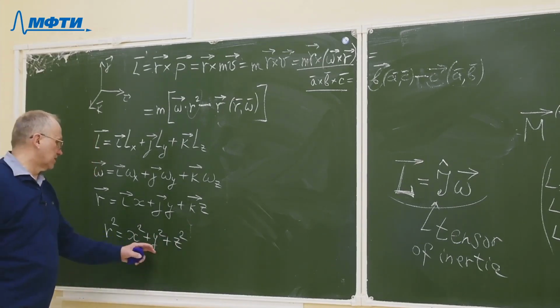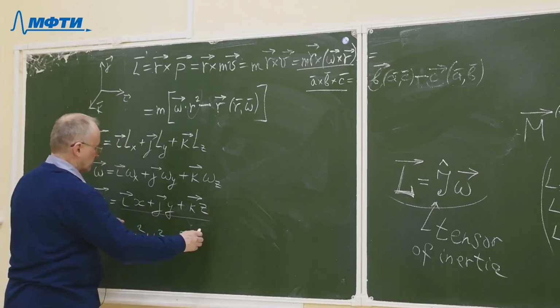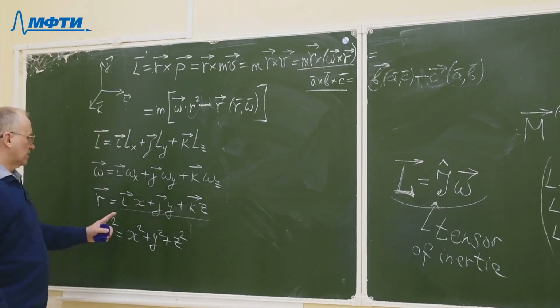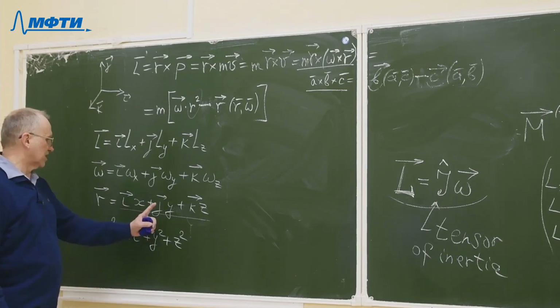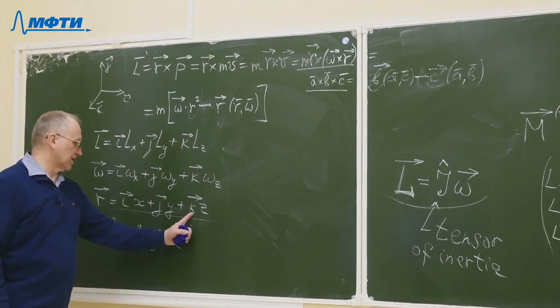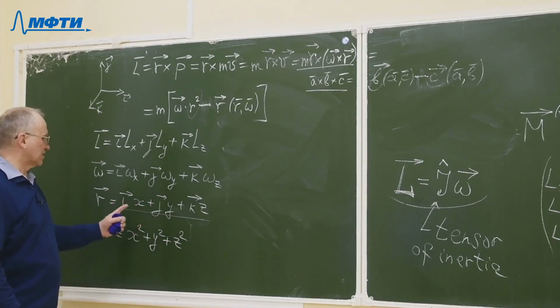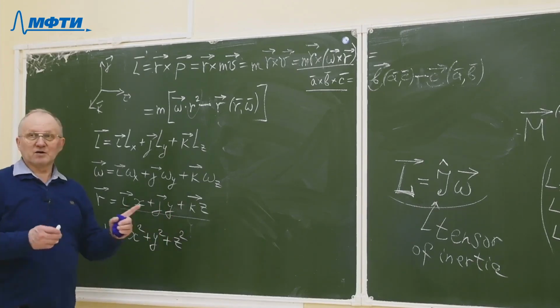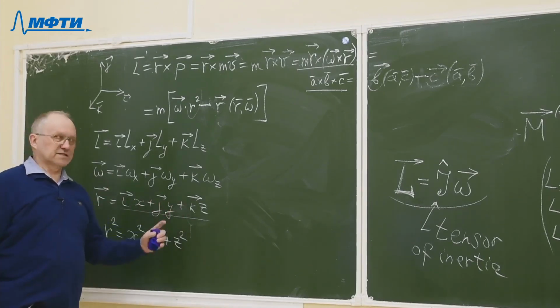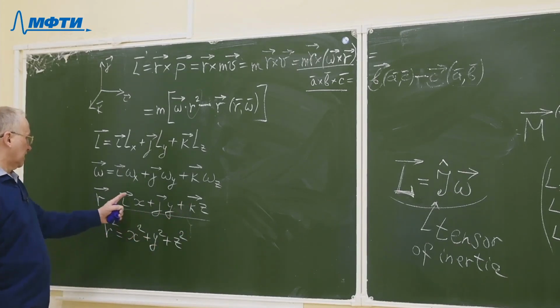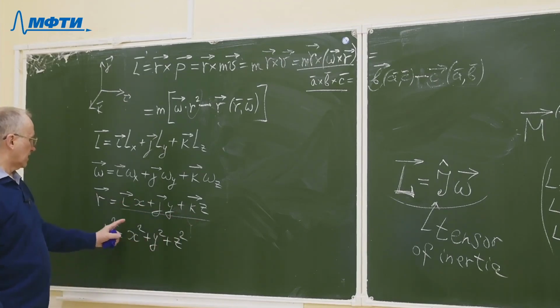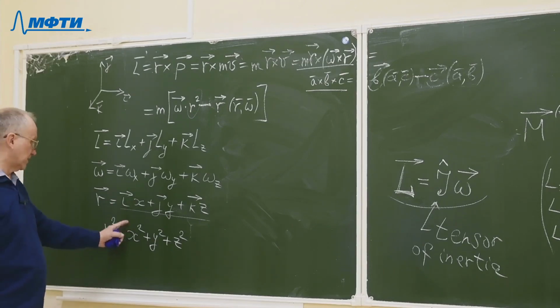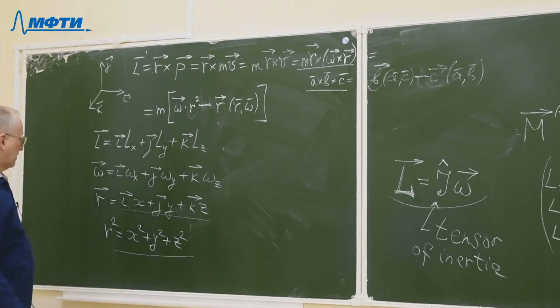Why do we know that? Because if we take this expression and multiply it by itself, then all the cross terms, like i multiplied by j or i multiplied by k, will be zero, because these unit vectors are perpendicular to one another. So their scalar product will give you zero, and only the first term multiplied by the first term will give you x squared, because i multiplied by i gives you unity. So that's r squared.